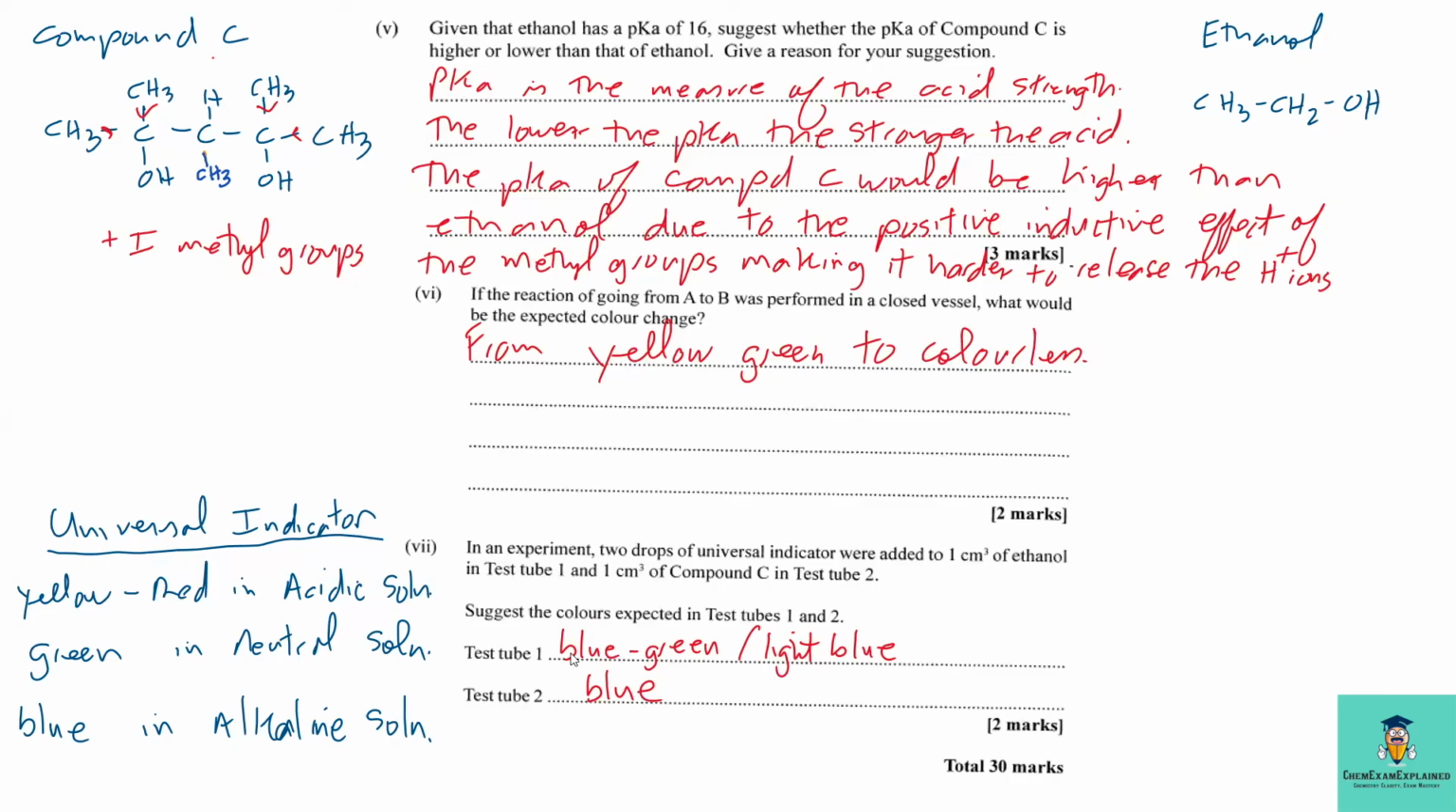So in test tube 1, we have ethanol, which is going to be slightly acidic, close to being neutral. So that would give us a green or blue-green or light blue color. And in test tube 2, where we have compound C, suggesting that we have the OH group and they're thinking maybe of the OH group as bases, then we'd go from a blue-green or light blue in test tube 1 to a blue color in test tube 2, suggesting that it is basic. That would be the most appropriate answer.